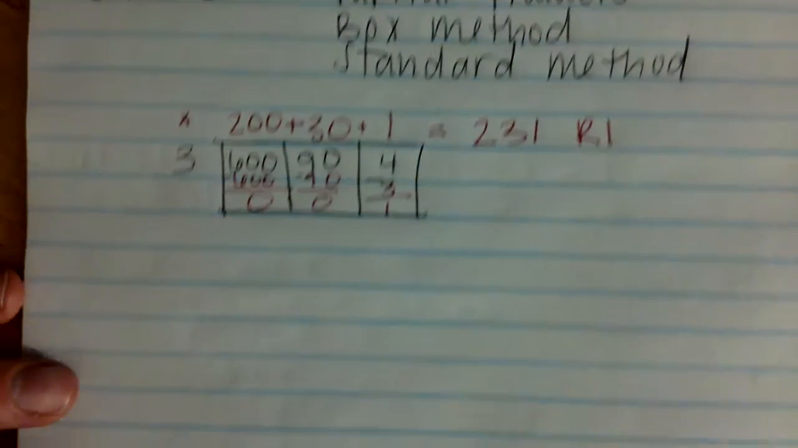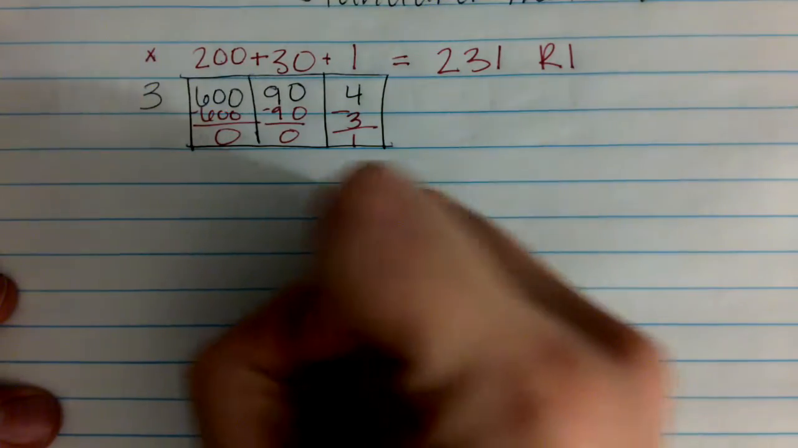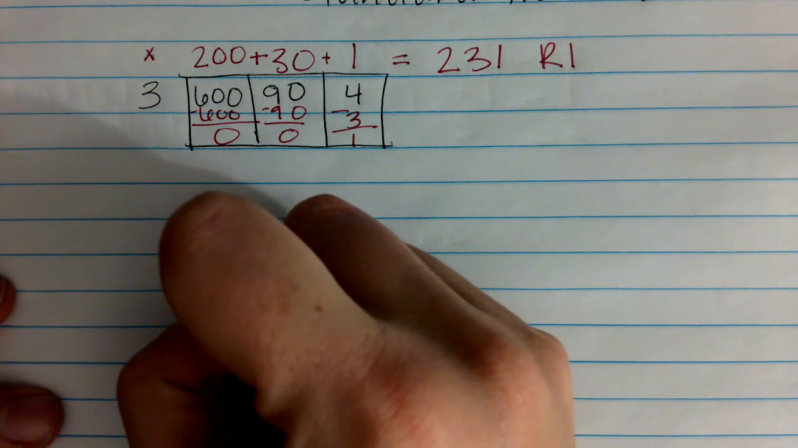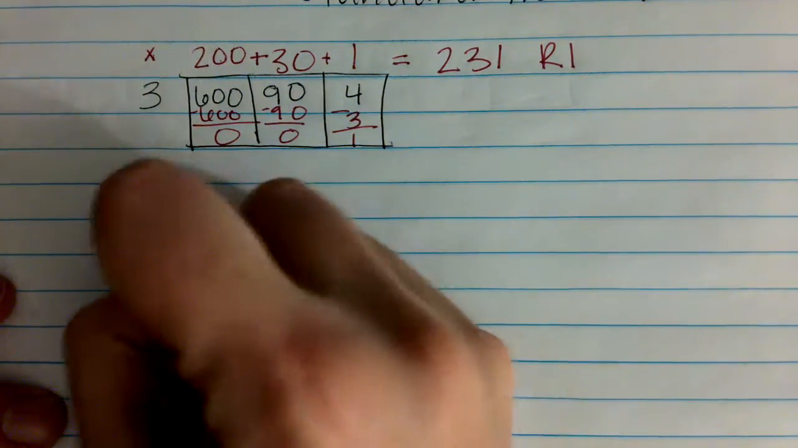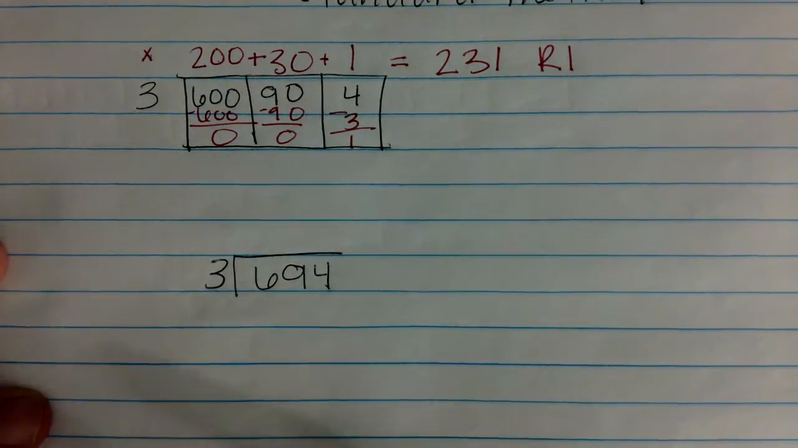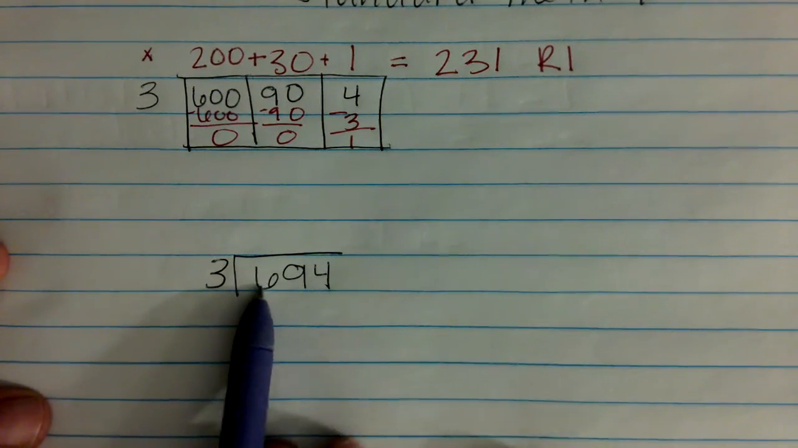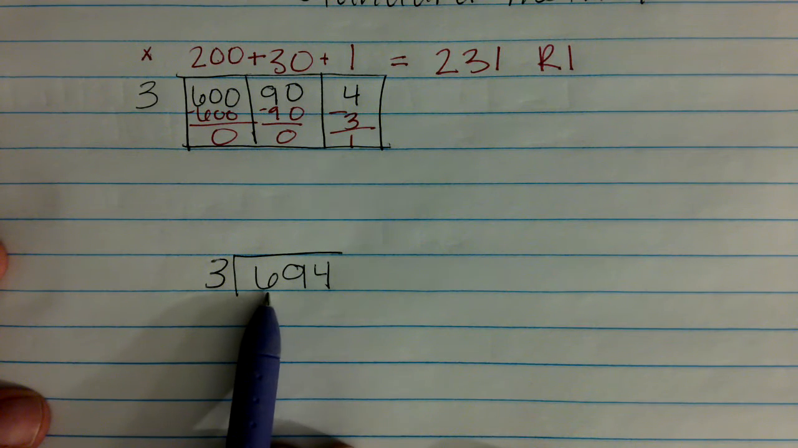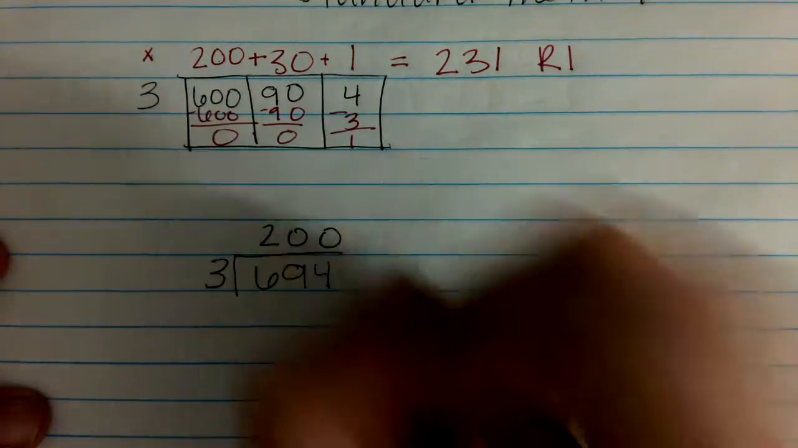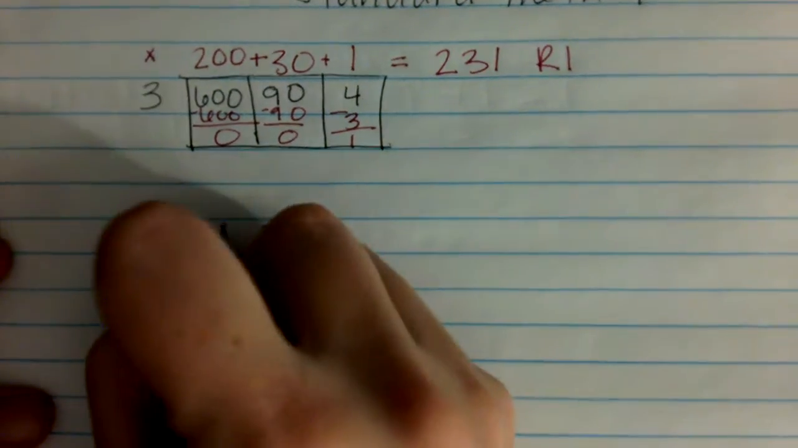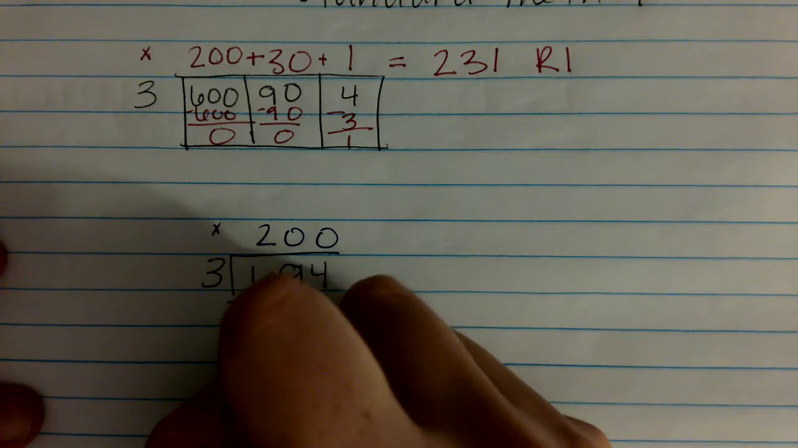Okay, so now we're going to do partial products. So with partial products, I'm going to write it very similar to normal. You're going to do 694 divided by 3. All right. Then you're going to take 3 goes into 600 because this is 600, 200 times. So I'm going to write 200, keeping my place value. 200 times 3 is 600. So I'm going to subtract down here, and that leaves me with 94.